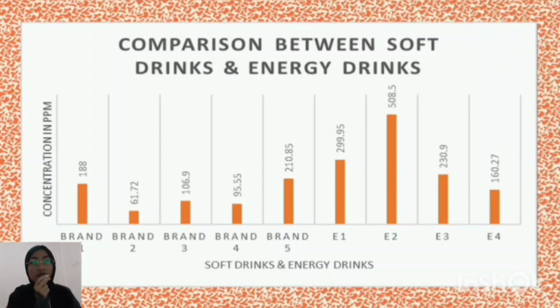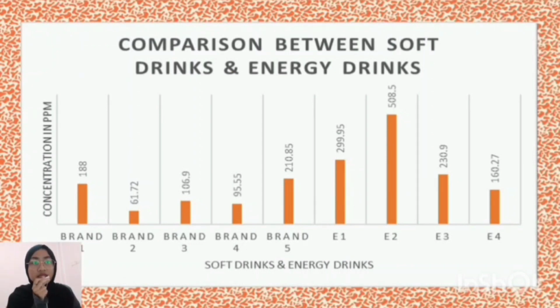As you can see, this is the graph of the comparison of label and calculated concentration for energy drinks and soft drinks. From this, we know that brand 5 for the soft drinks has the highest concentration of caffeine, 210.85 ppm per 250 ml, while the lowest concentration for soft drinks is brand 2, which is 61.72 ppm per 250 ml.